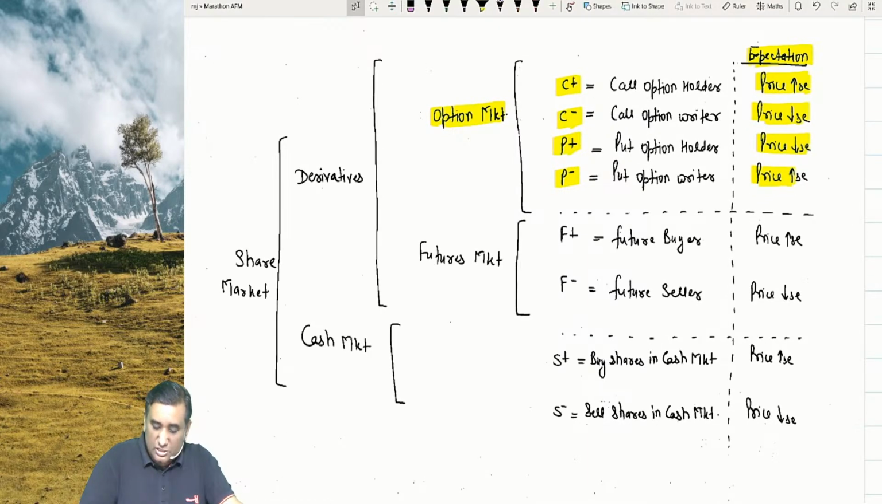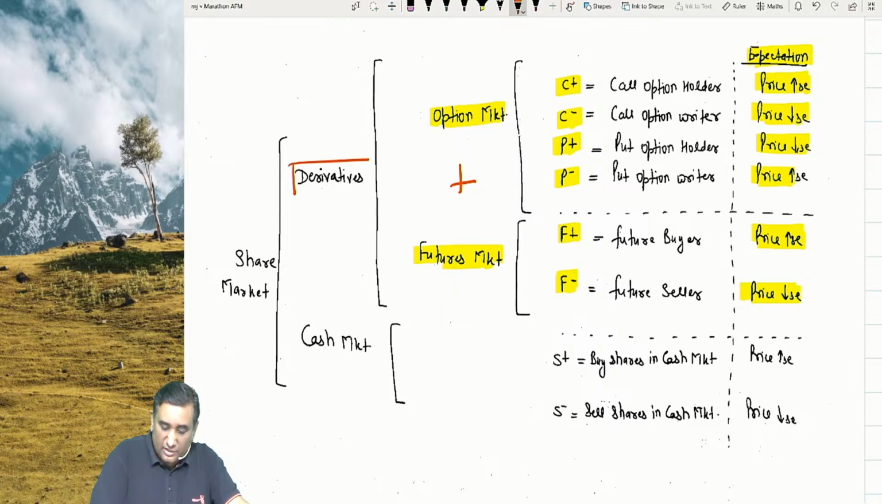After that, we have futures. In futures we don't have this kind of structure. There is only a future buyer or a future seller. F plus is a future buyer, expecting price increase. F minus is a future seller, expecting price decrease. This is the futures market. When I combine the option and futures markets, we get derivatives. The cash market has not come yet; now we will start with the cash market.